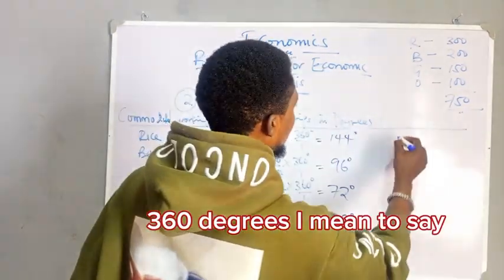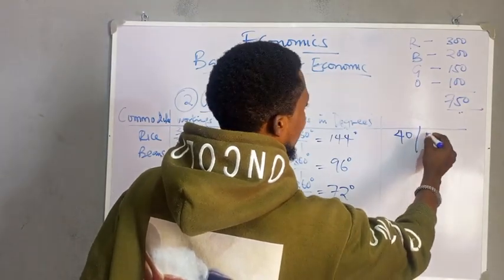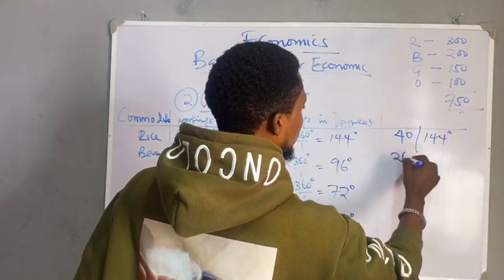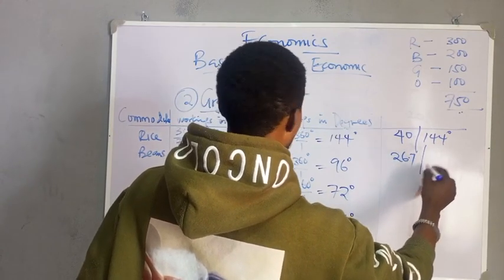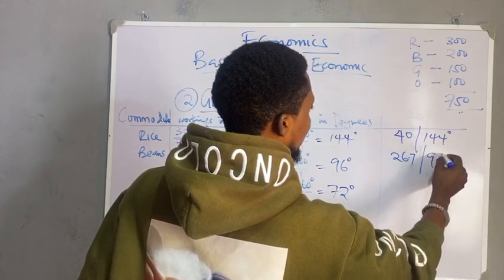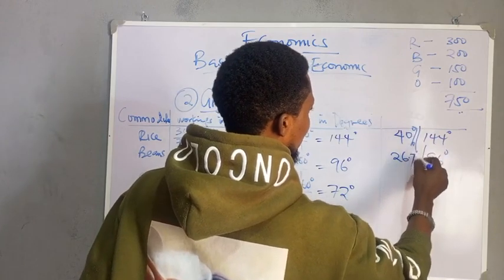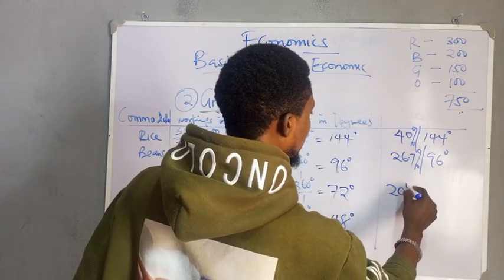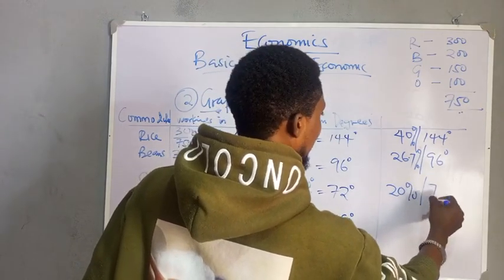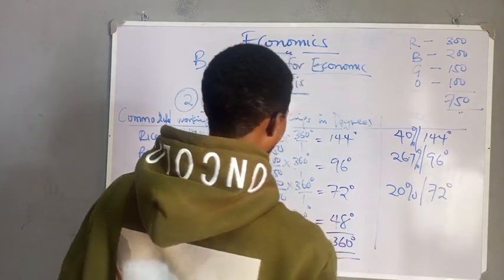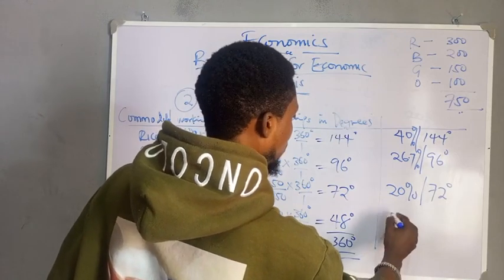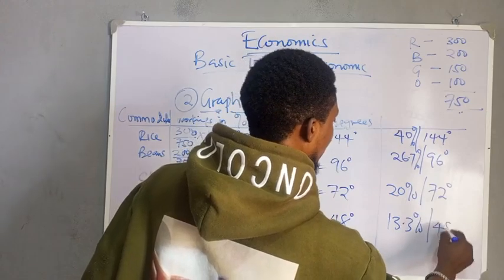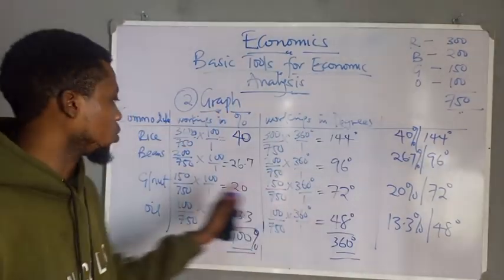So for rice we have 40% and 144 degrees. For beans we have 26.7% and 96 degrees. For groundnut we have 20% and 72 degrees. Then for oil we have 13.3% and 48 degrees. So these are the results for all the commodities.